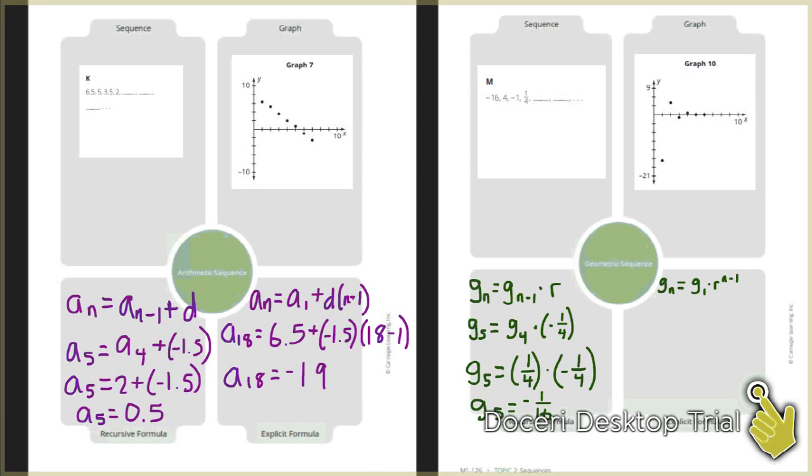Now let's go ahead and plug in what we know. If we're trying to find the 18th term, this is G18, the 18th term. It's got to be equal to our first term, which is negative 16, times our ratio, which is negative 1/4, to the n minus 1. Well, 18 is our n, so it's got to be 17, to the 17th power.